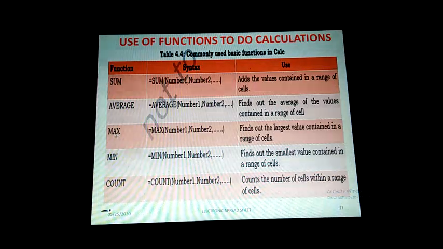The MAX function is used to find the largest value contained in a range of cells. MIN is used to find the smallest value available in the range of cells. For example, if you have values from C1 to C7, the minimum value will be returned here. And COUNT is used to count the number of cells within a range of cells. How many cells are there in this range? That is listed out by using the COUNT function.